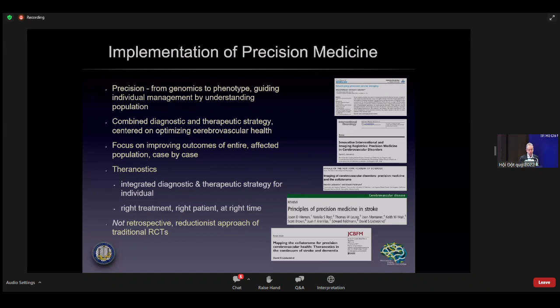So in general, precision medicine in the stroke field is about matching, in this case, with ICAD and stroke, matching a specific therapy to that patient and to try and tweak or perfect the underlying mechanism to reduce the risk of recurrent stroke.